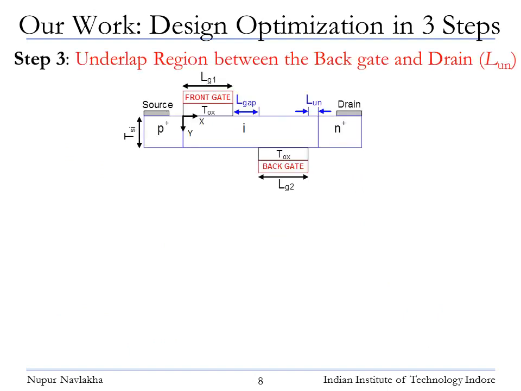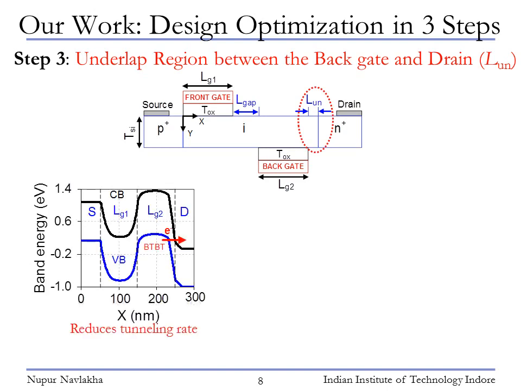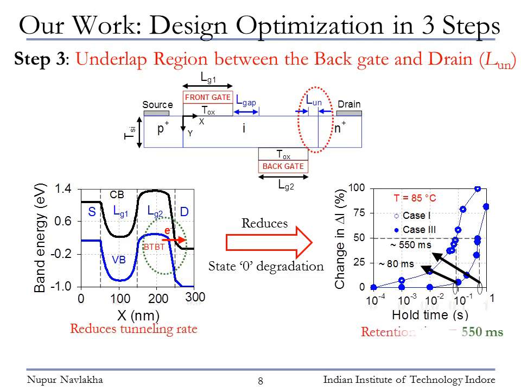That uses an underlap between back gate and drain. The underlap reduces the band-to-band tunneling of electrons, thereby decreasing the hole generation in the potential well. This reduces the state zero degradation, thereby enhancing the retention time to 550 milliseconds at 85 degrees Celsius.